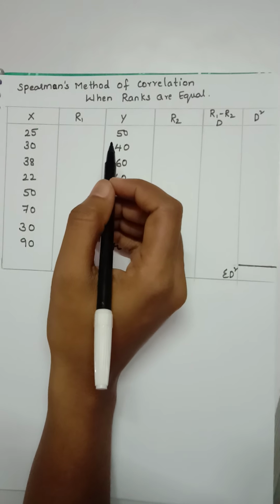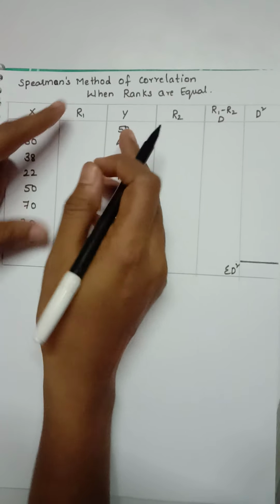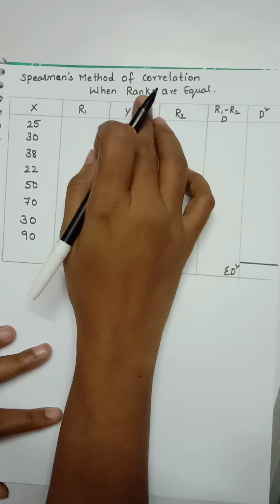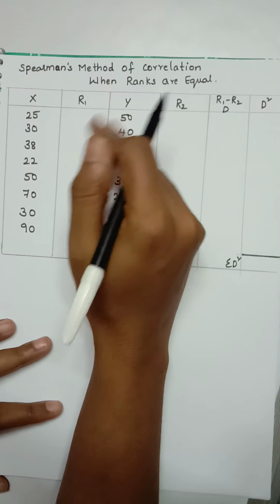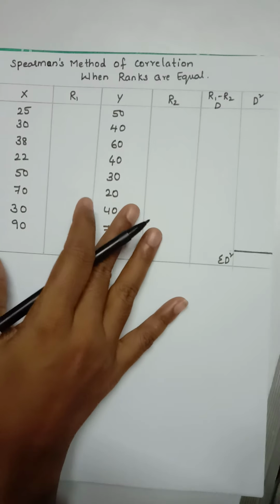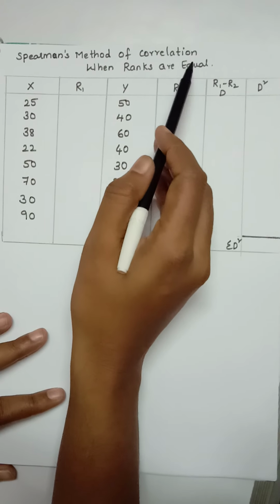Welcome to Genius tutorial. Today we are going to learn about the Spearman method of correlation when ranks are equal. When ranks are equal, the formula will be different. When ranks are unequal, the formula will be very simple. So today we are going to learn about when ranks are equal.